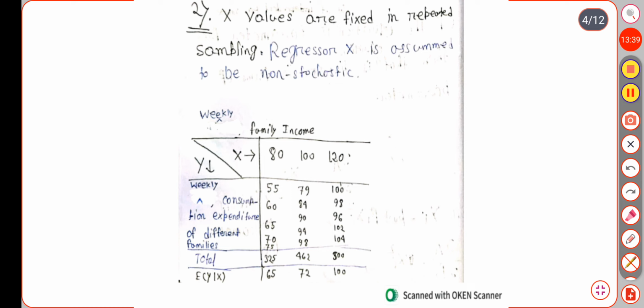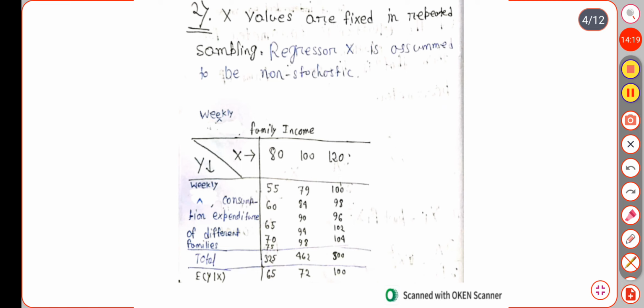Okay, and if you try to calculate the expectation of y given x, what does it mean? If you calculate the total consumption expenditure of all the families with an income of $80, their total will be $325. Now the expectation of y given x is also called conditional expectation. What do you mean by conditional expectation? Well, here I have divided 325 by 5, which gives me the mean of 65.